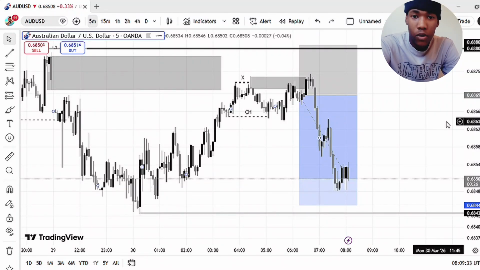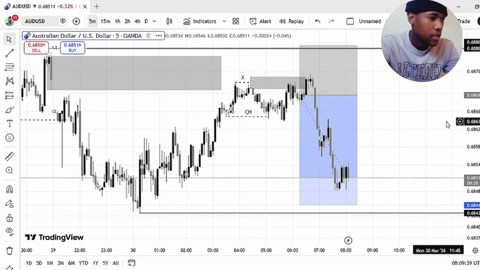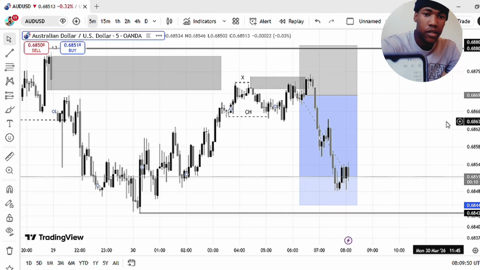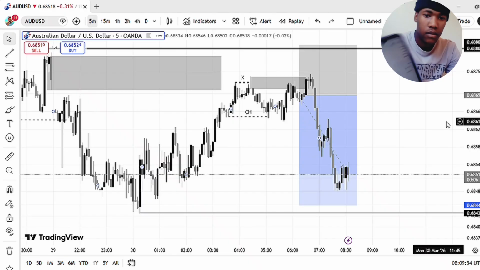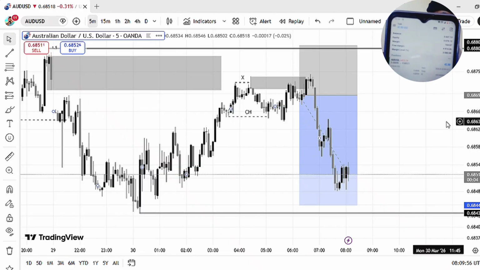Today I just want to make this quick video of this trade that I took about, I think, 20 minutes ago. It's actually AUD and USD, and I am still in profit. As you can see on my TradingView and my MetaTrader 5, I am still in profit. So this trade is running.